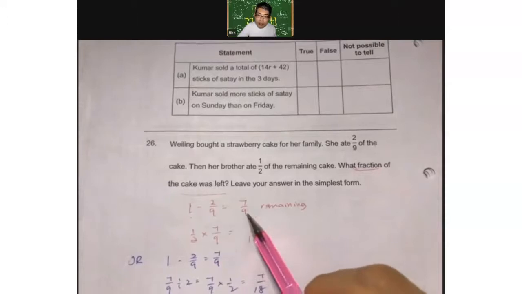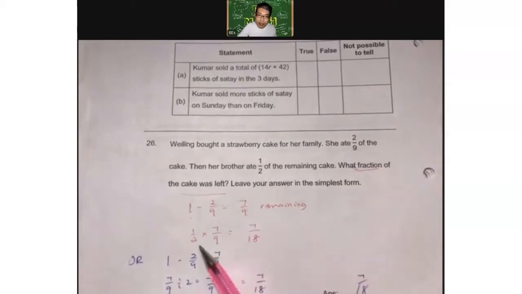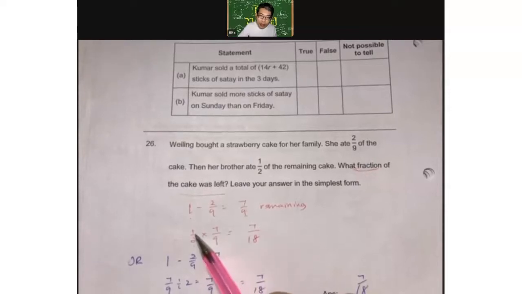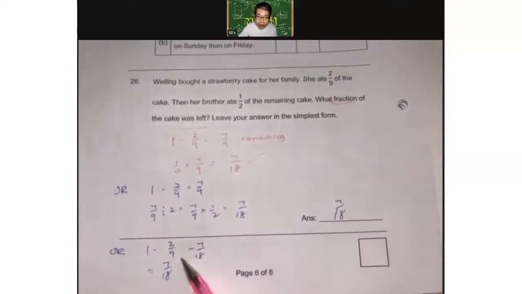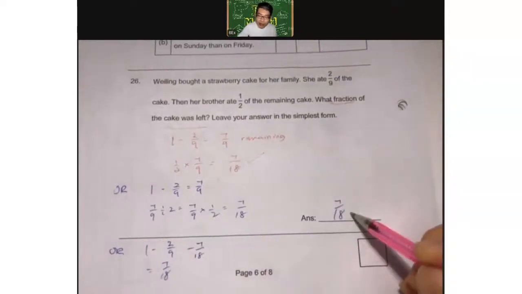Well, this is the part remaining. Brother ate half, so the other half is left. So what is half of the remaining? Half times remaining, I get 1 times 7 is 7, and 2 times 9 is 18, and that's the answer. There are several other methods that are used to get this, but basically that's the idea. So 7/18 is the answer.